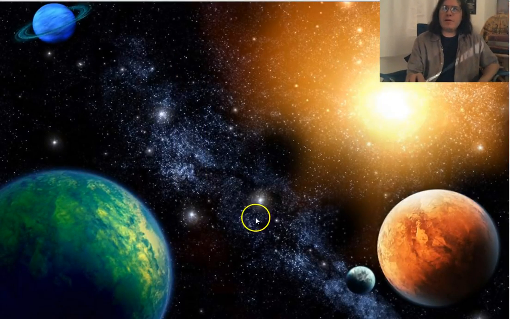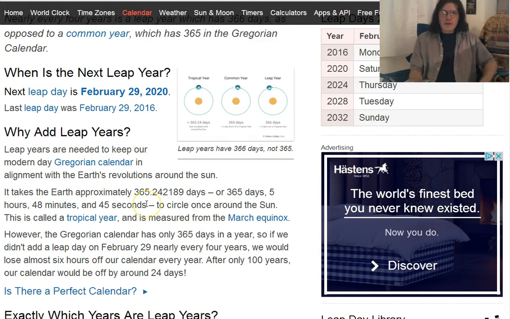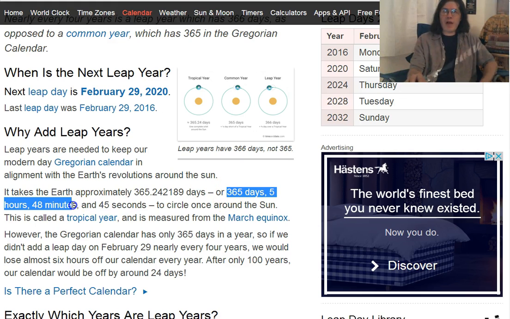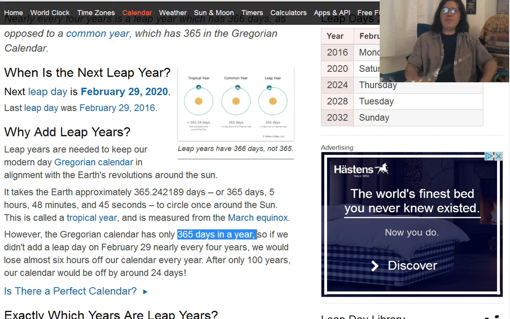Let's get a better perspective on this. Here we see that the astronomical year, or the time that the Earth takes to revolve fully around the Sun, is 365 days, 5 hours, 48 minutes, and 48 seconds. However, the Gregorian calendar only has 365 equal days. There's a discrepancy of several hours.